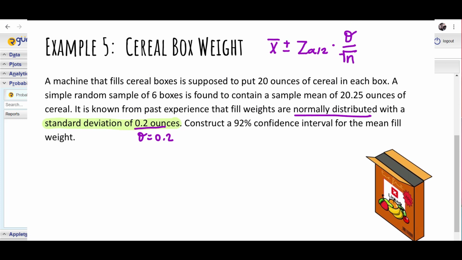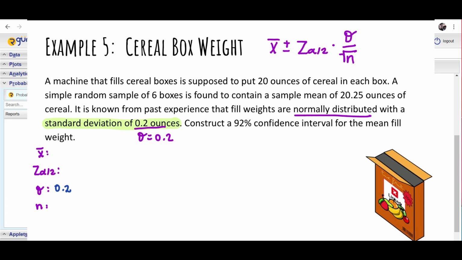Now, let's label the things that we know and we don't know. We need x bar. We need a z alpha over 2. We need sigma. And we need n. Those are the things we need. Now, we already know that sigma is 0.2. So go ahead and fill that in. What else do we know? Let's just go back through.